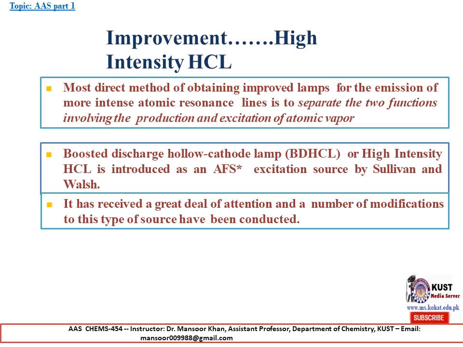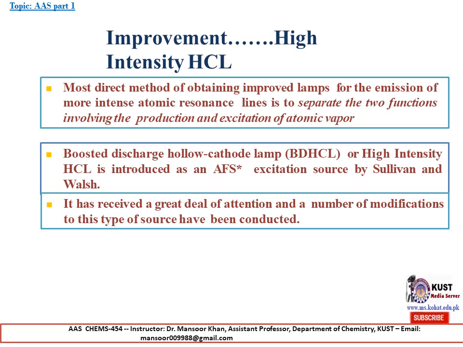The most direct method of obtaining improved lamps for the emission of more intense atomic resonance lines is to separate the two functions involving the production and excitation of the atomic mode. So more atoms will be produced, more sputtering will take place so as to increase the intensity.